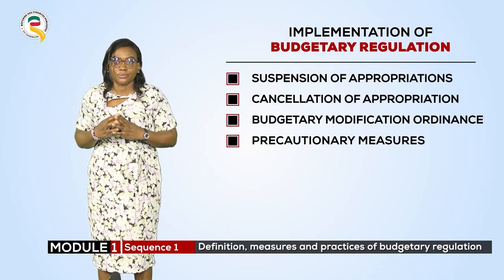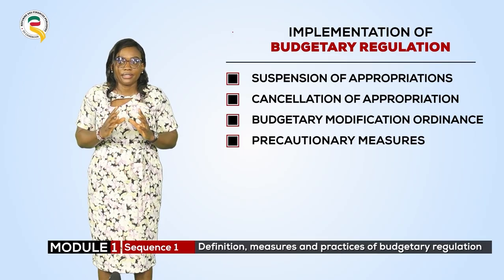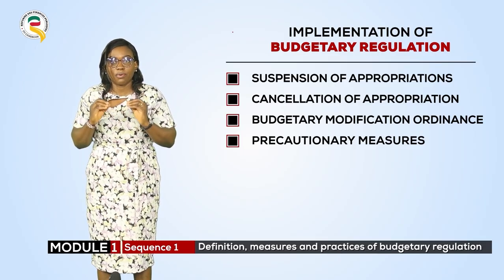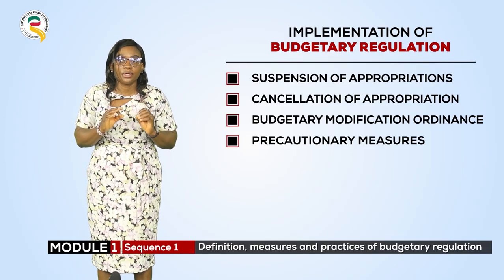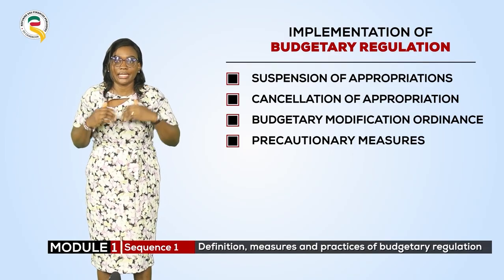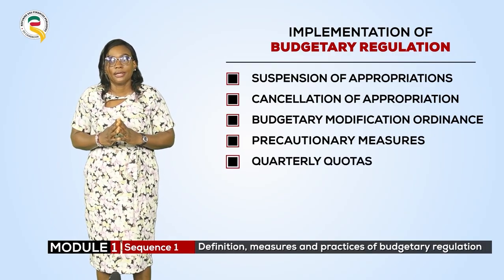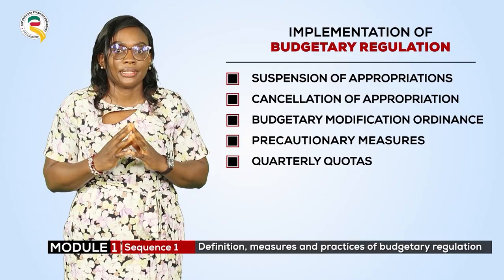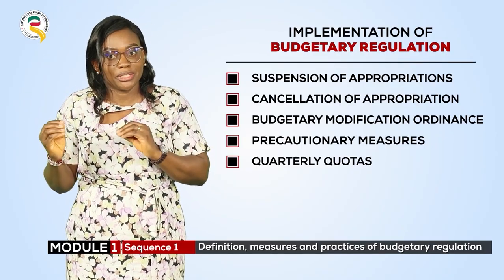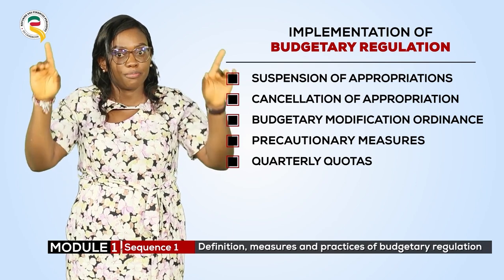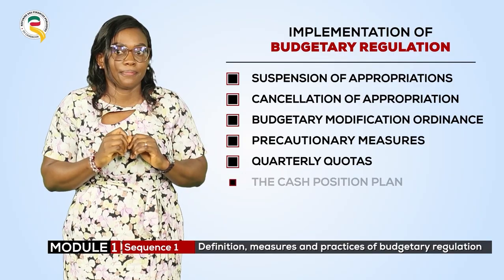Precautionary measures or blockages. These enable the Minister of Finance, as part of the budget execution circular, to secure appropriations for the purchase of goods and services by certain government departments. Quarterly quotas. This sets the ceiling on current expenditure appropriations for all government departments except constitutional bodies.